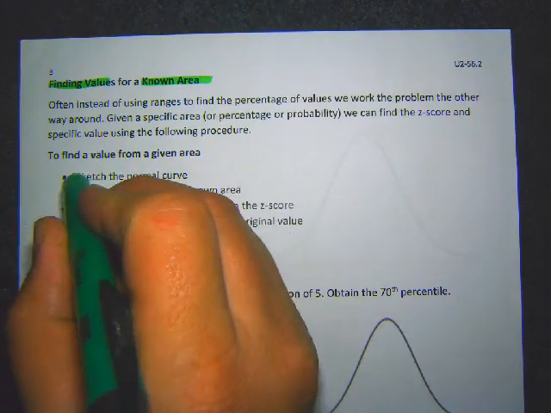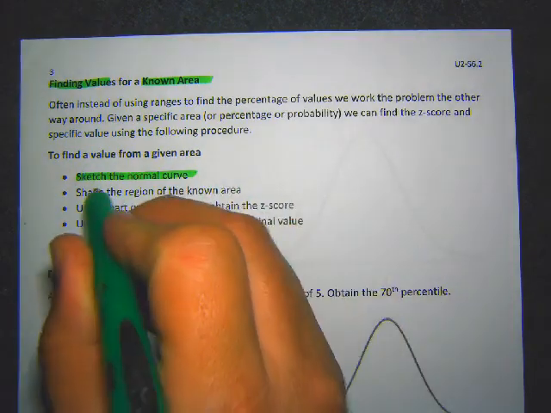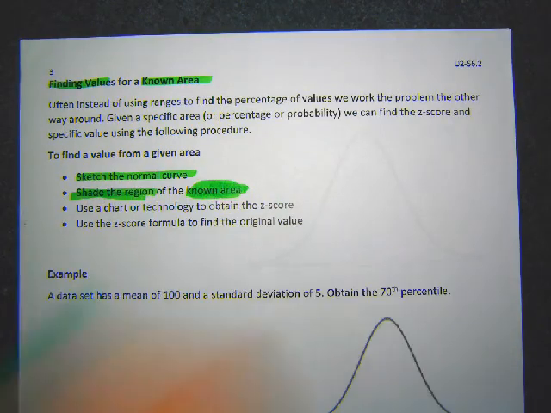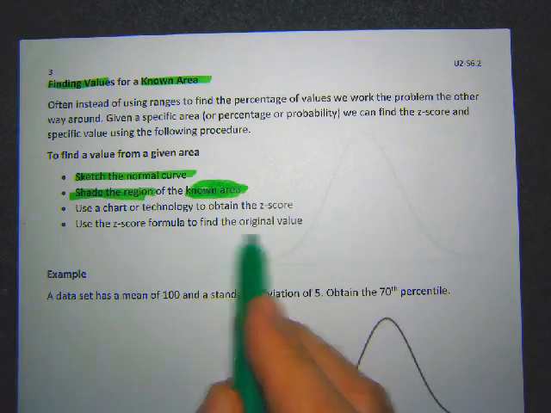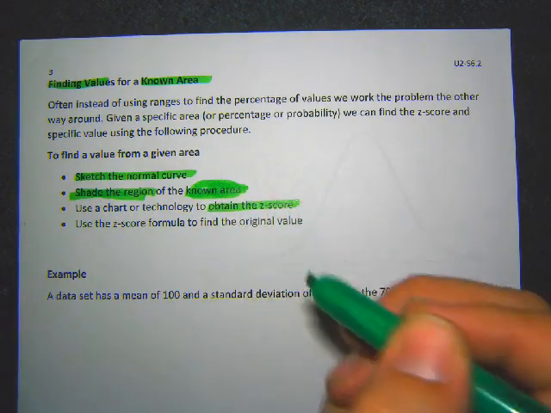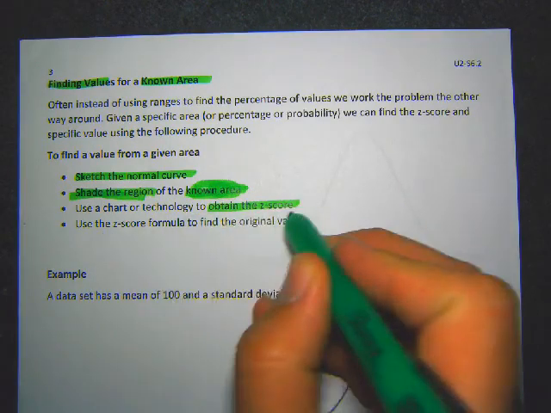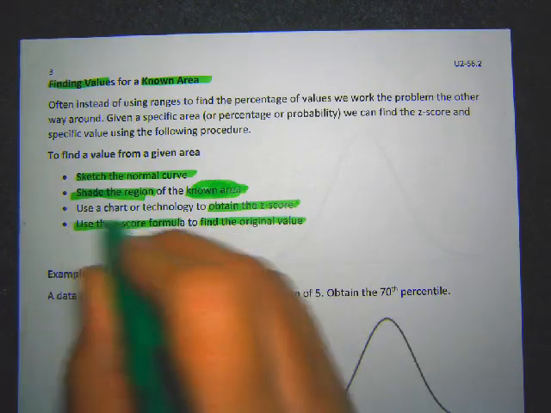So first we'll sketch the curve again. It's always nice to have that curve there so you can look at it and figure out what you're doing. Shade the region that's known. This time the region is actually the known area. So we actually know what the region's area is. And then we're going to go back and figure out the z-score and then finally the original value. So we'll use either a chart or technology to obtain the z-score and then use the z-score to find the original value. And we'll actually use the z-score formula to do that.